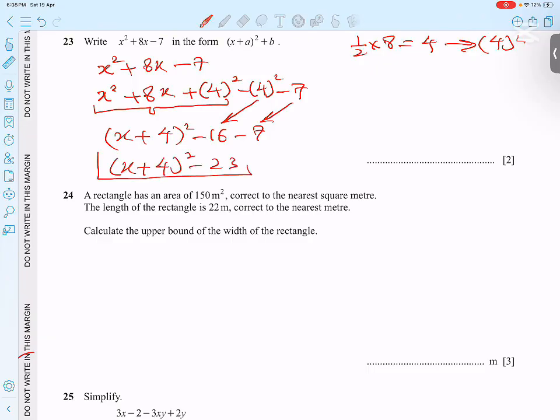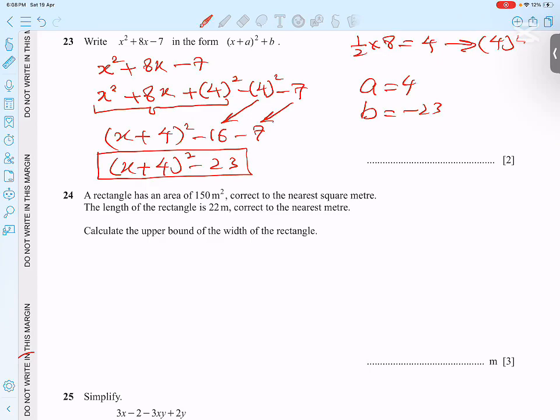So I hope you understood very well. And this is completing the square. If he asks you what is the a value, it is 4, though he's not asking here. The b value is negative 23. So this is done, and let's go for the next part.